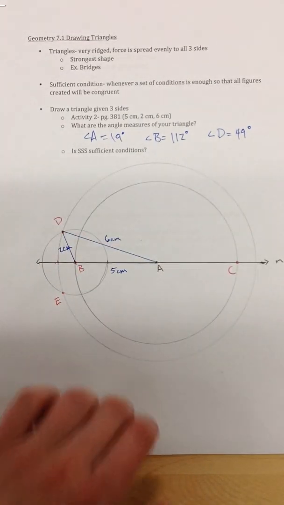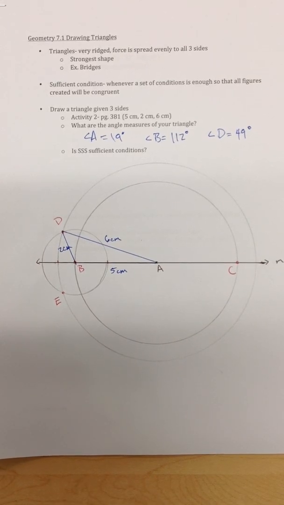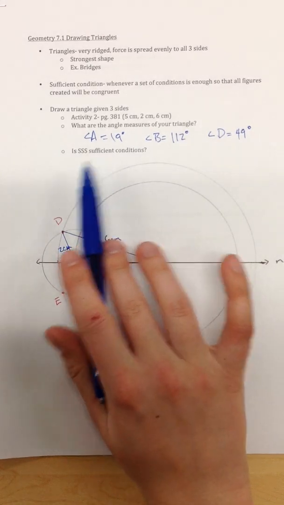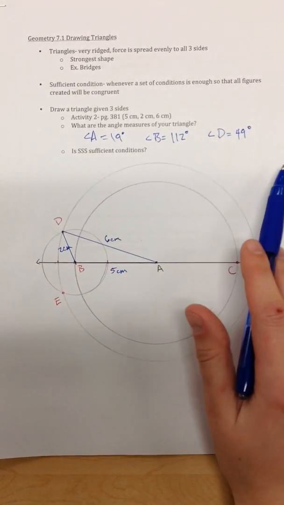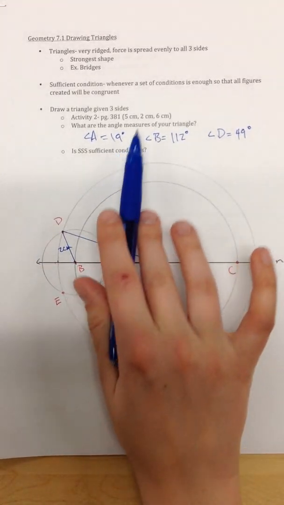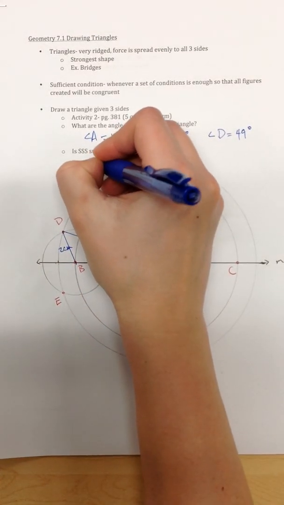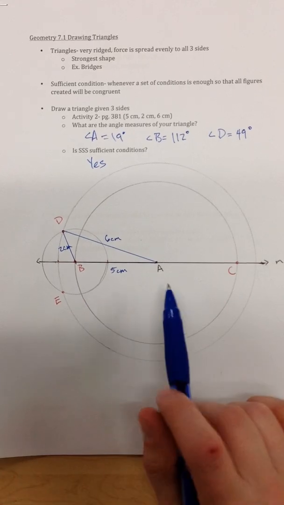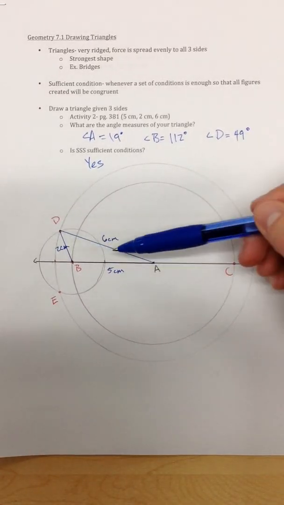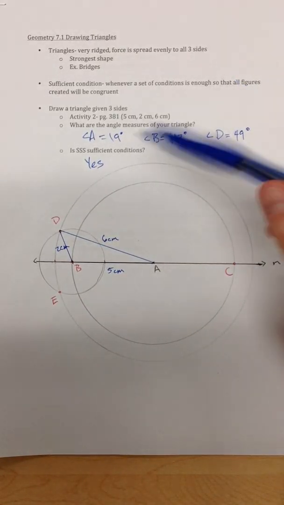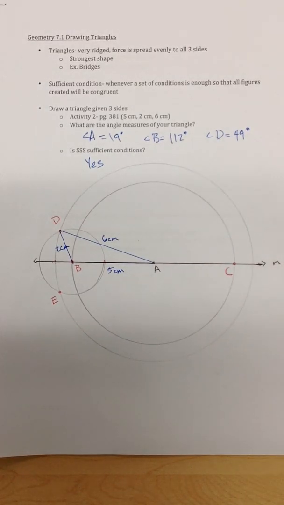Okay, so what we should get out of that is if you did it and measured your angles out, your angles should come out to be about exactly the same here. So what that tells us is if you're given 3 side lengths, that would be sufficient conditions. Because if you do that same process and make a 2 centimeter side, 6 centimeters, and 5 centimeters, your angles will also match up with that as well. Okay, so side, side, side is sufficient conditions.